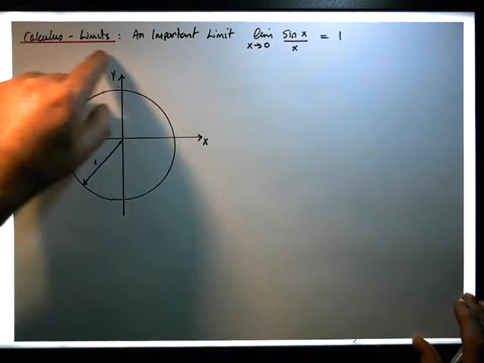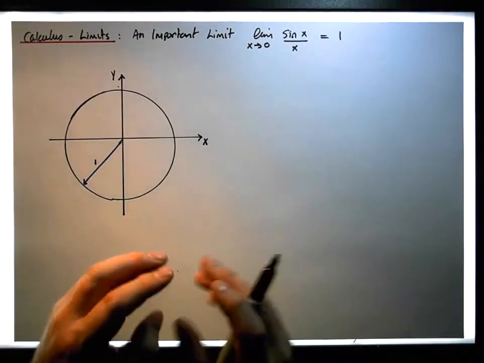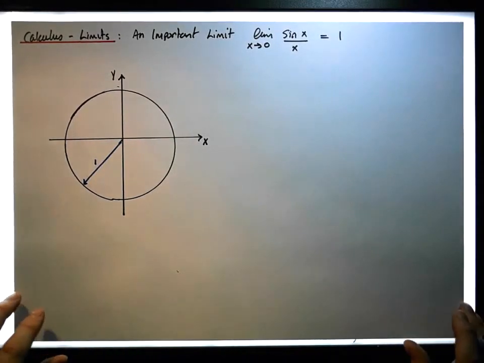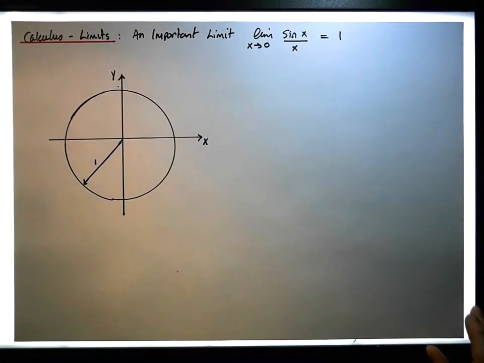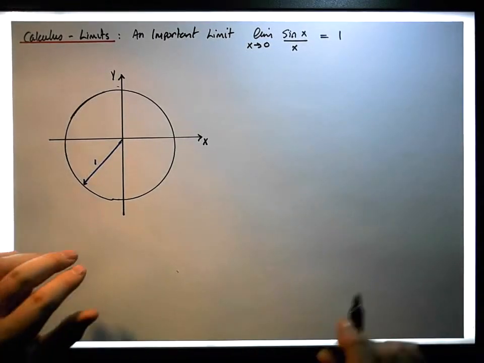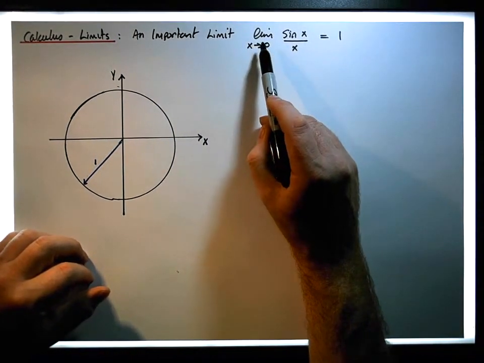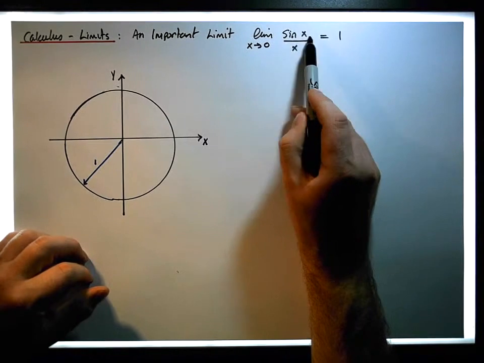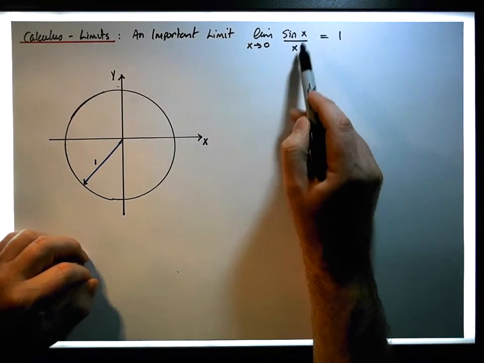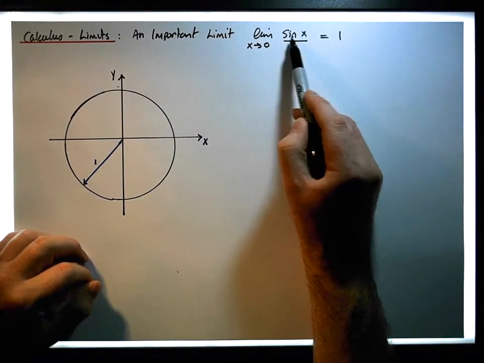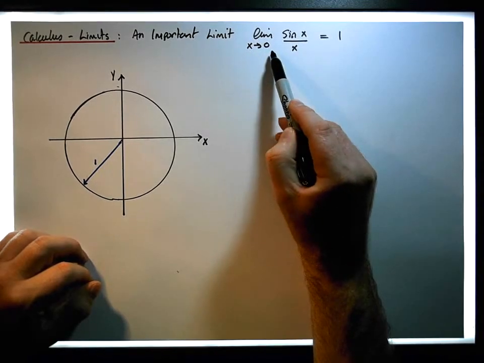Another video in our series of videos dealing with calculus and limits. It's going to look at what is, I suppose, a very important limit, especially when it comes to finding limits of trigonometric functions, and also other functions. The limit that we're going to consider today is the limit of the ratio of sine x to x, where x is measured in radians. So the limit of sine x over x as x tends to 0.